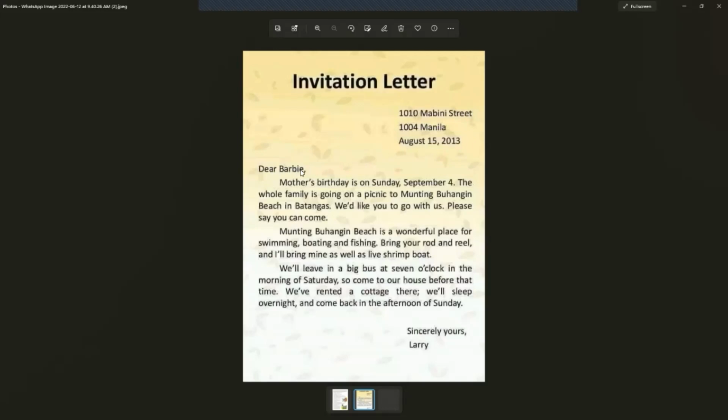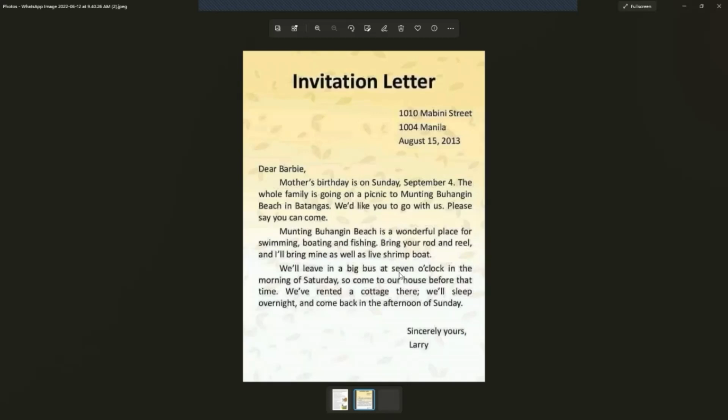So it says, dear Barbie, mother's birthday is on Sunday, September 4th. The whole family is going on a picnic to this place. We'd like you to go with us. Please say you can come. Okay, so that is how you invite someone. So this beach is a wonderful place for swimming, boating and fishing. Bring your rod and reel, and I'll bring mine as well as live shrimp boat, right? Live shrimp boat.